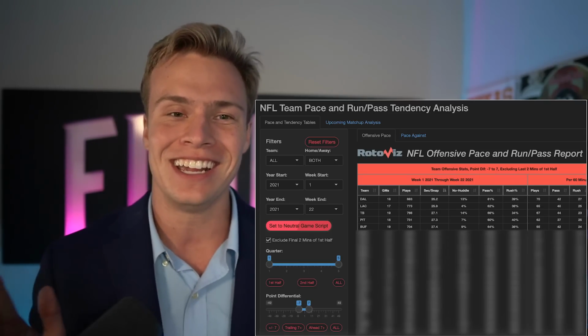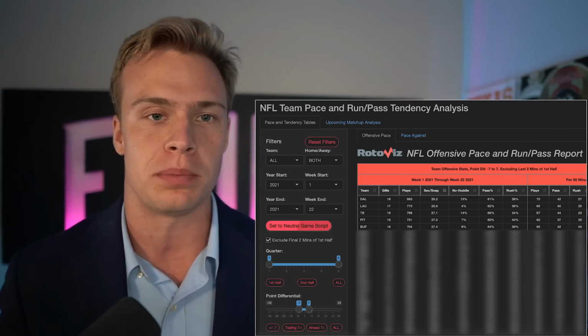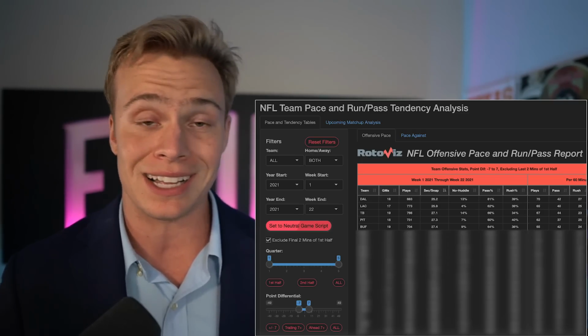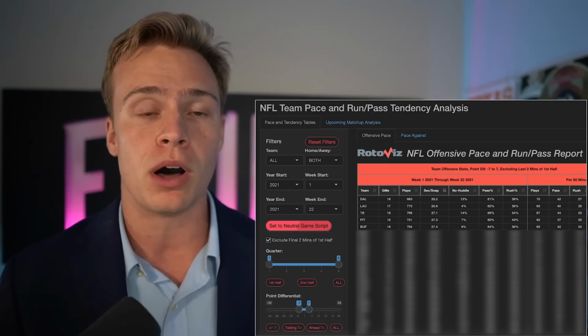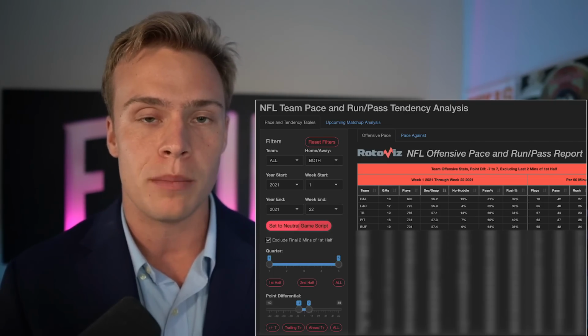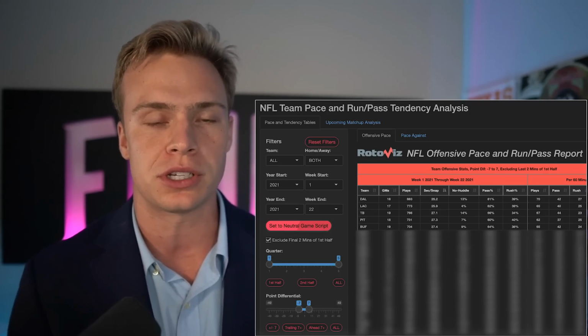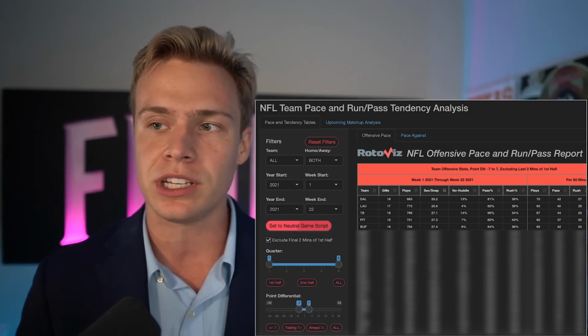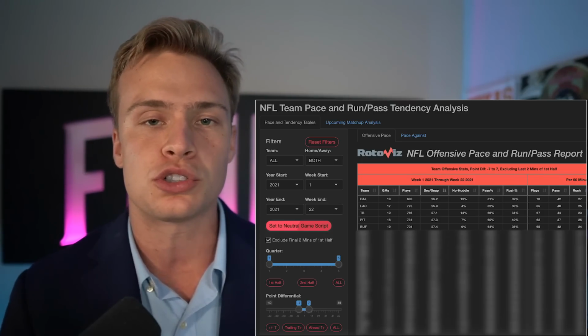Now, I understand this is not something that too many people discuss, but there's a very cool tool on RotoViz. This is not sponsored by RotoViz by any means, but we'll cover the pace of play and you can set different parameters. Because of course, if you just look at what teams are running the most plays per game, that's not necessarily going to be predictive going forward because there are so many different things that go into that.